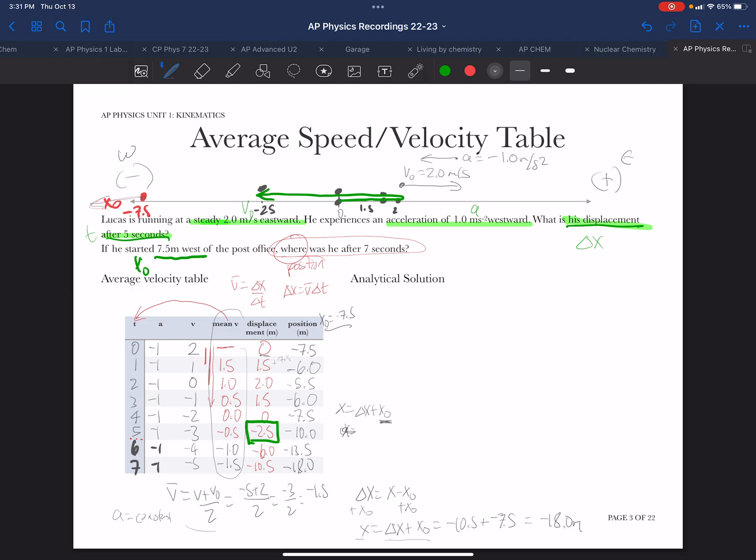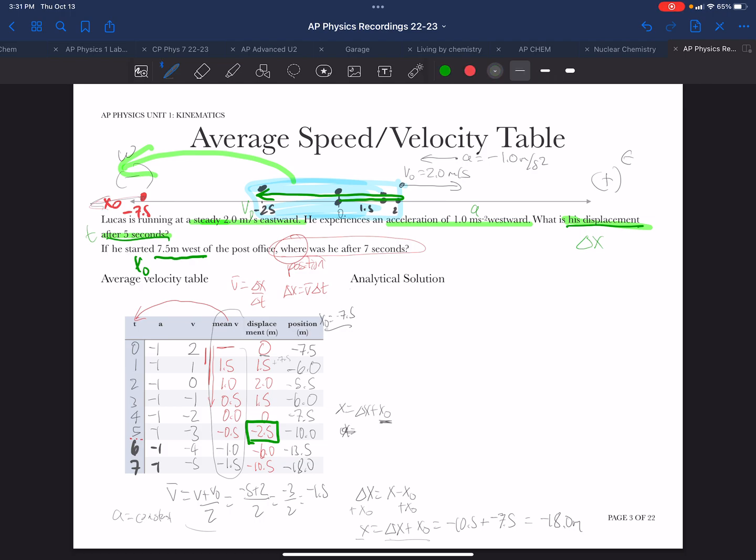So this is a kind of a long way to go through doing calculations, but it allows us to observe everything that's going on. What happened when we changed the starting position to minus 7.5 is we take this entire phenomenon right here and we just shift it over in this direction, 7.5.